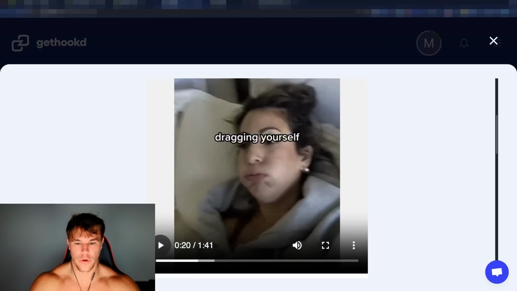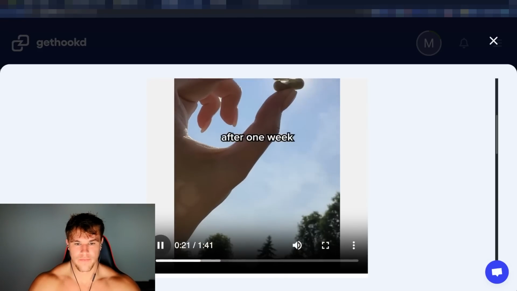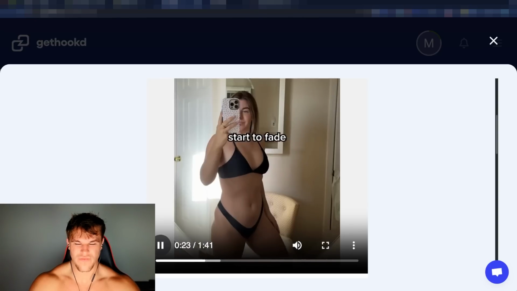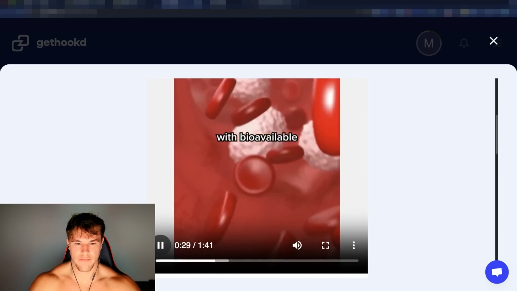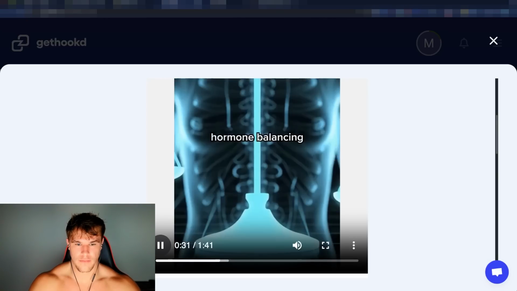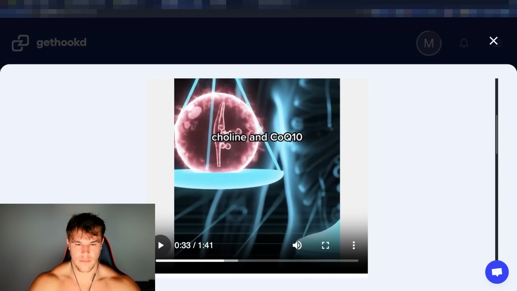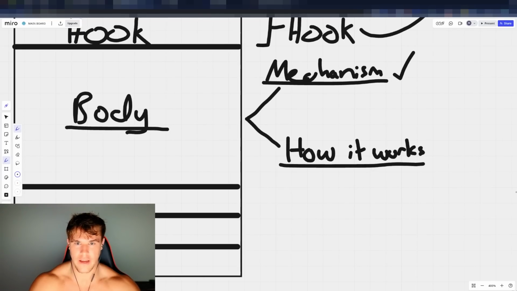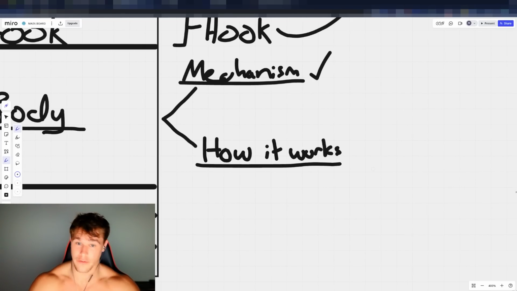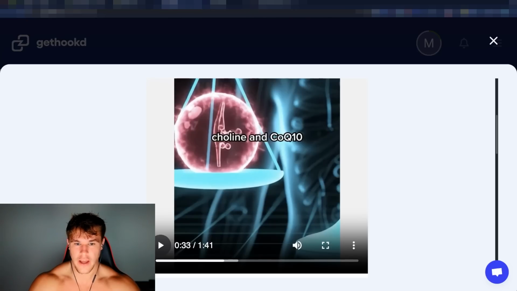So looking at Primal Queen, what does this actually look like? Selves through the day. After 1 week, mood swings and bloating start to fade. Primal Queen's grass-fed liver and ovaries flood your systems with bioavailable B vitamins, zinc, and hormone balancing nutrients like choline and... So if you're in Nutra or you're selling supplements, you can basically think of this section as the ingredients, because that is a main differentiating factor in supplements, period. So the how it works section is what are these ingredients actually doing to the hormones and the stuff in your body? And you can see here, it's talking about choline and CoQ10.